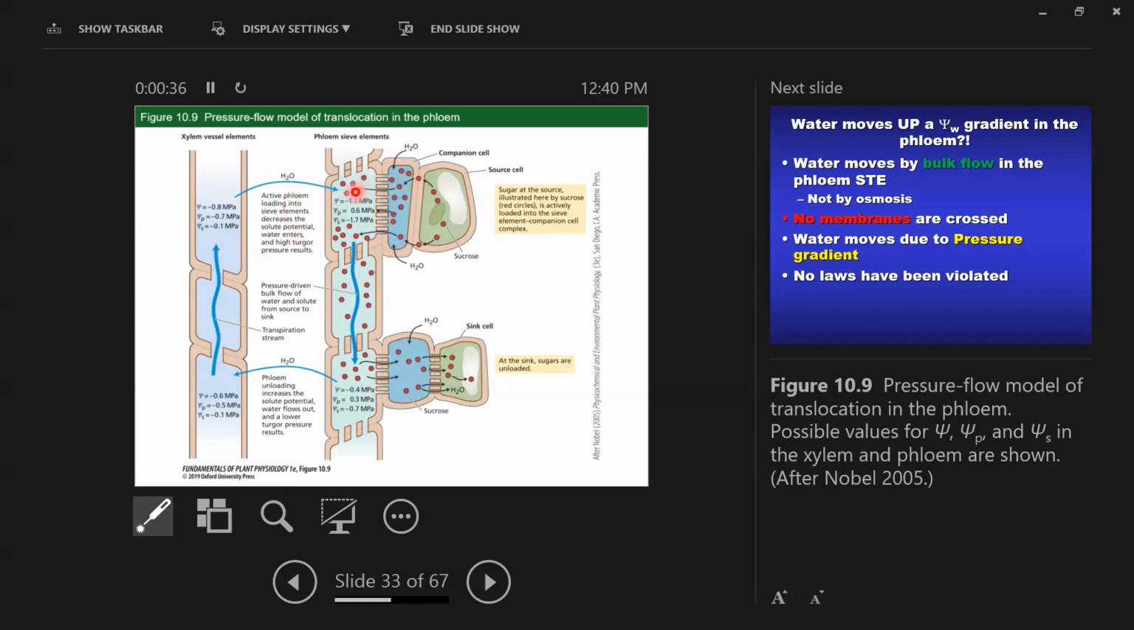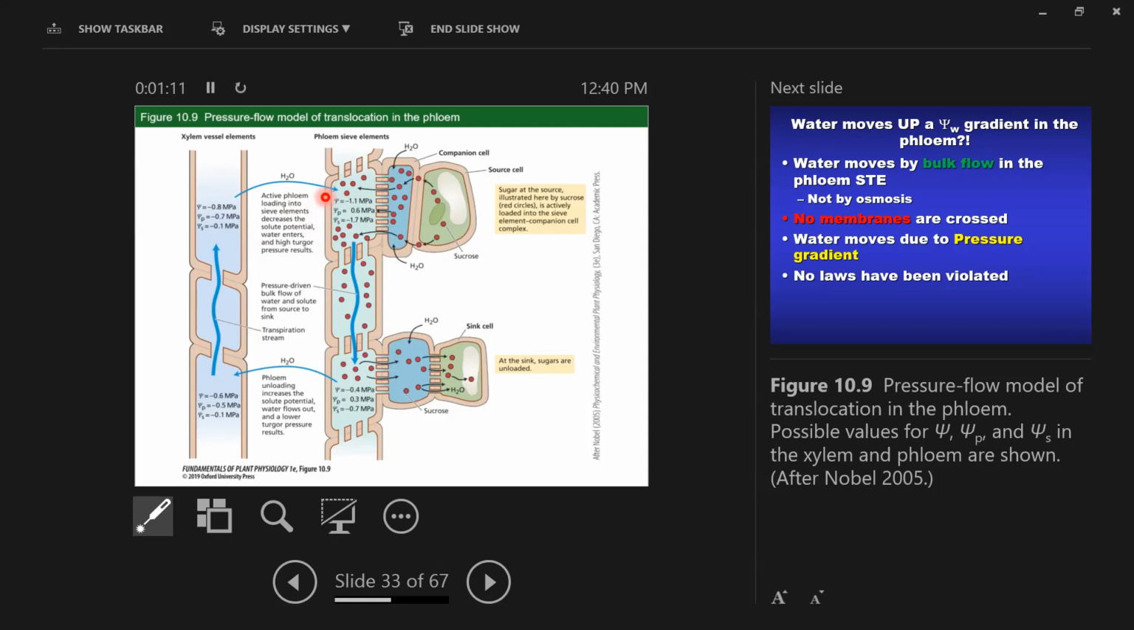So if you dump sugar into the sieve tube element, and you have to imagine lots of source cells doing that near that vein, so now you get a bunch of sugar building up. That's going to mess with the psi sub S value of the water potential equation because you're putting more and more solutes in. So it's going to drive your psi sub S to be more negative. Well, what impact does that have? If your psi sub S is getting more and more negative, that's going to drive your overall water potential more and more negative.